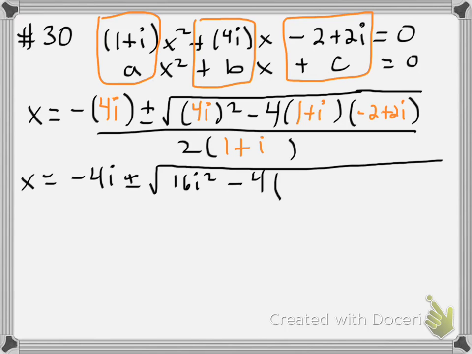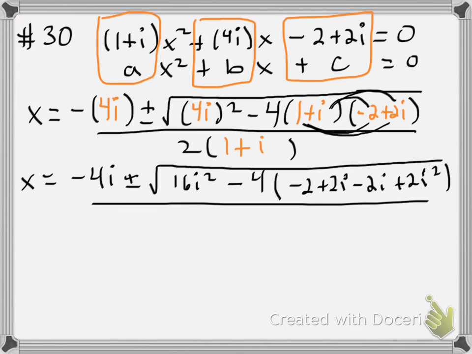And when I have to do FOIL, I'm going to go 1 times negative 2 is negative 2. 1 times 2i is 2i. So that was first and outside. Now I've got inside, negative 2i. And then you've got i times positive 2i is positive 2i squared. And that's all over 2 plus 2i. Some people won't do that right now, they'll save it for later. So we got that there.